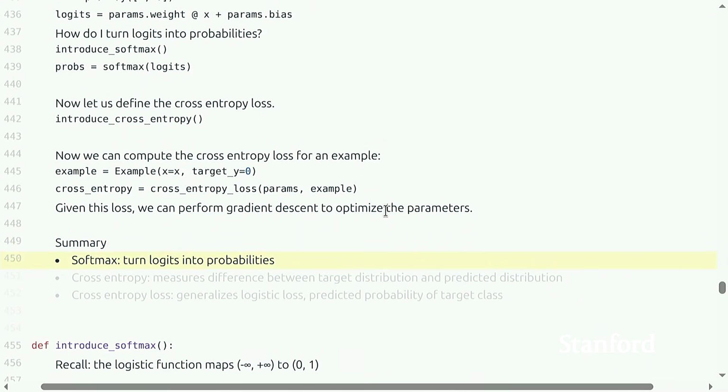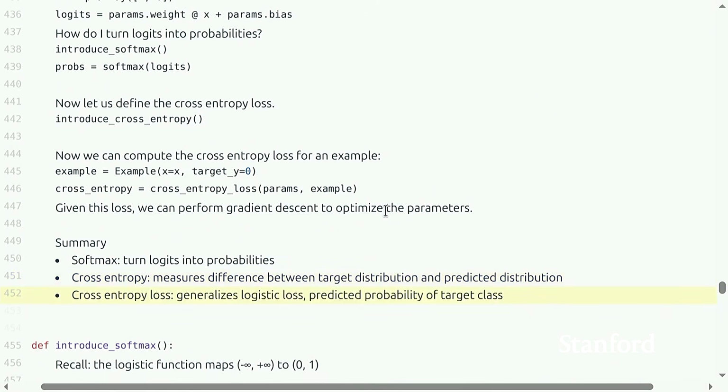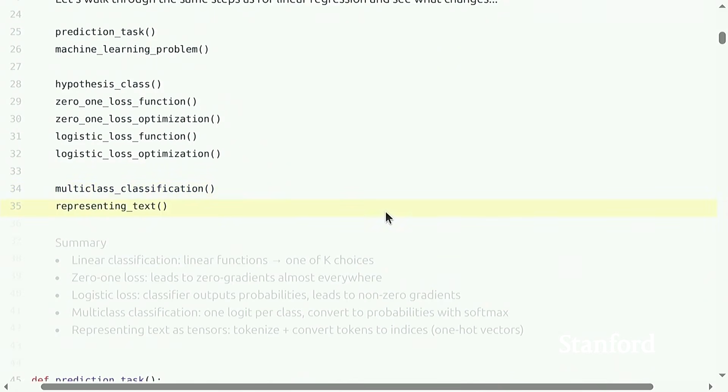So just to summarize this part, softmax is the main function that turns the logits into probabilities. Cross entropy measures the discrepancy between the target distribution and predicted distribution, and the cross entropy loss generalizes the logistic loss and is the negative log of the predicted probability of the target class. Okay, so now you know how to do multi-class classification.